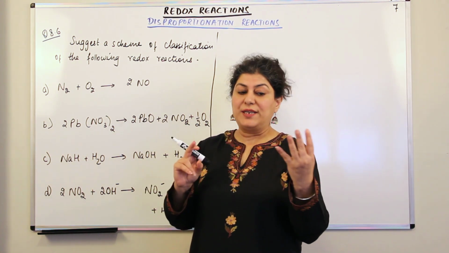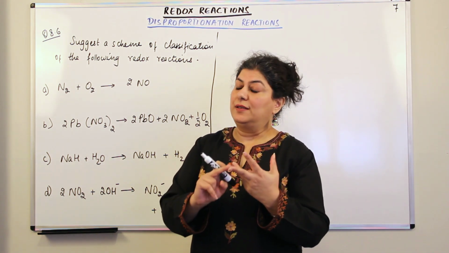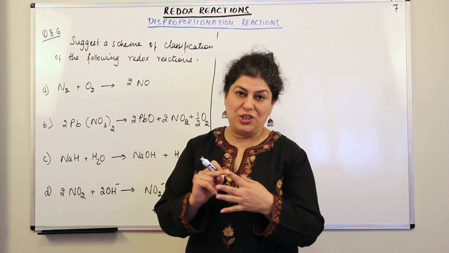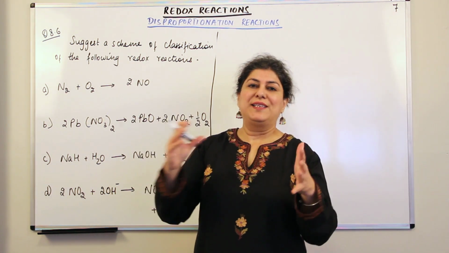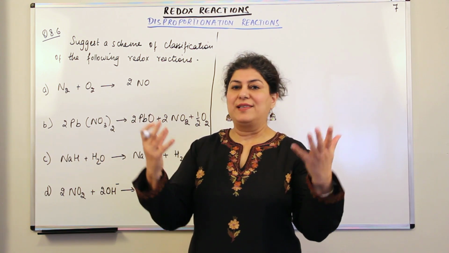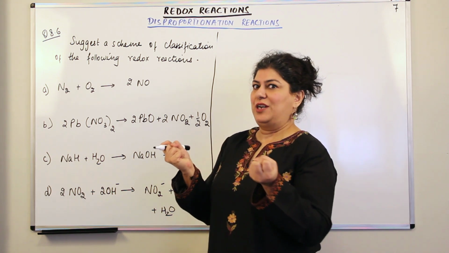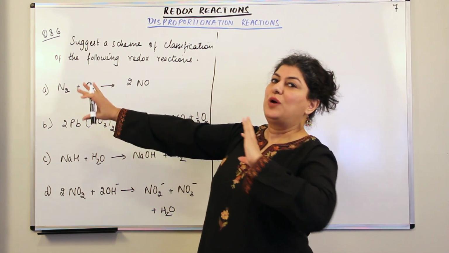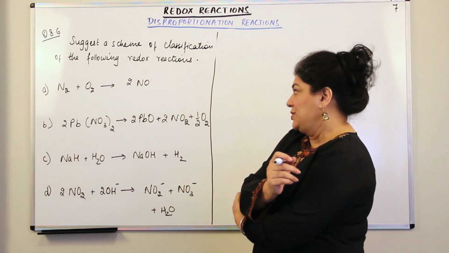And we know there are 4 categories: combination reactions, decomposition reactions, displacement reactions, and disproportionation reactions. On purpose, this question has been given to you where one example of each kind has been given, just as a revision, for you now to build up that foundation and seal the fact that you understand all 4 categories of the redox reactions.